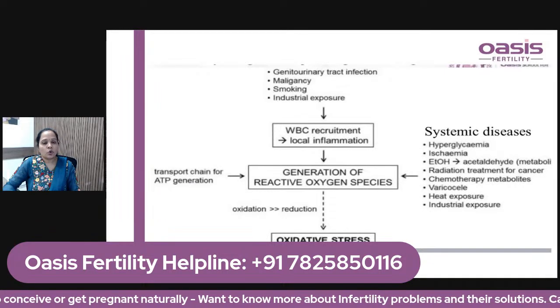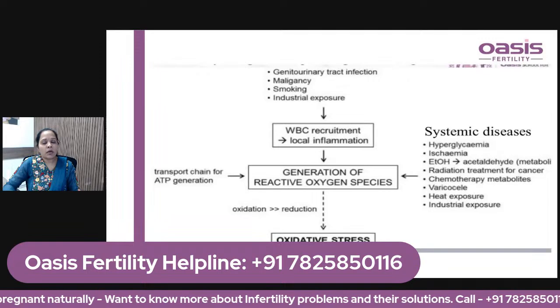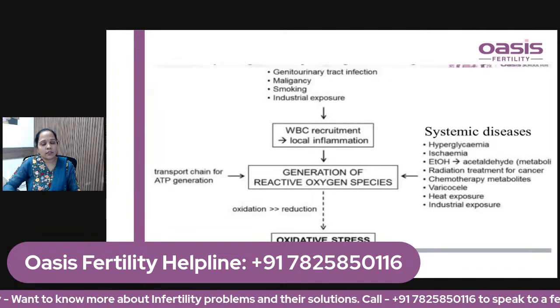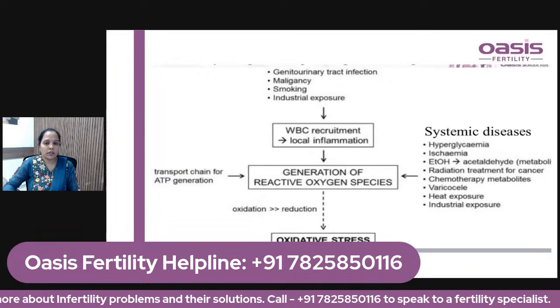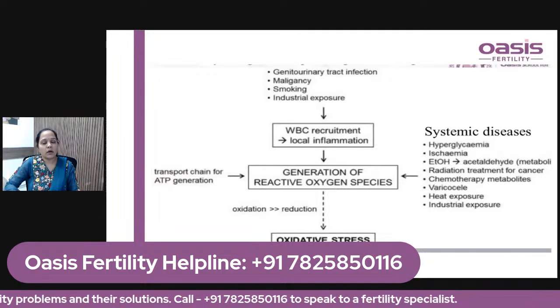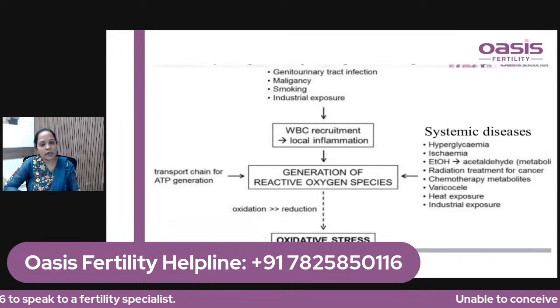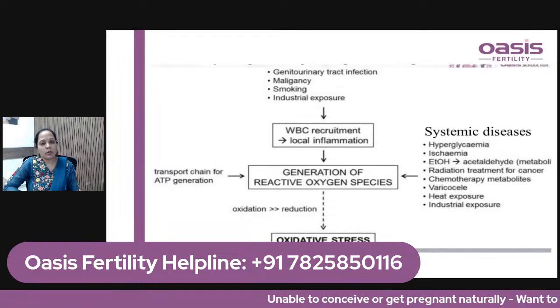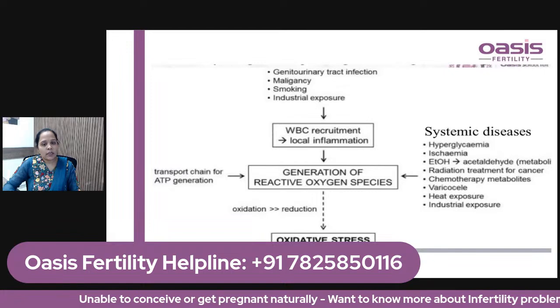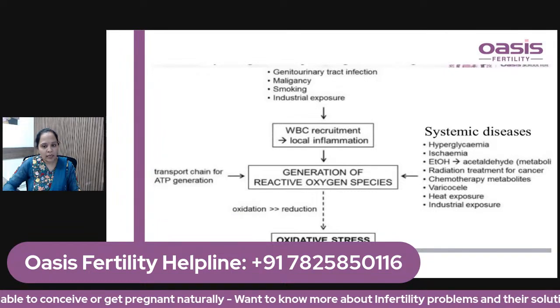The seminal plasma usually contains antioxidants, which balance this oxidative stress. But if the ROS production is in excess, so that the balance is not maintained, then it leads to an impaired environment in which the sperm production occurs, thereby leading to unexplained infertility.